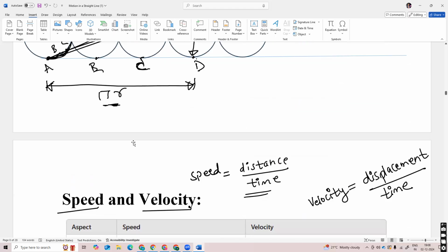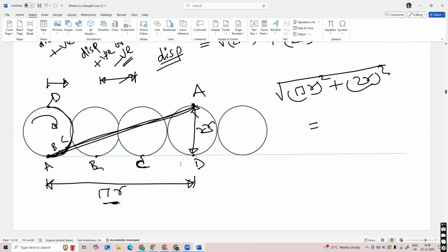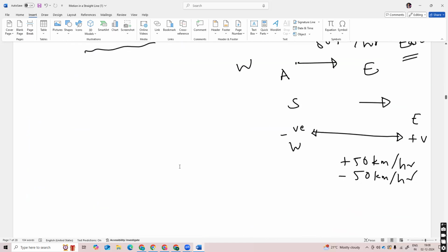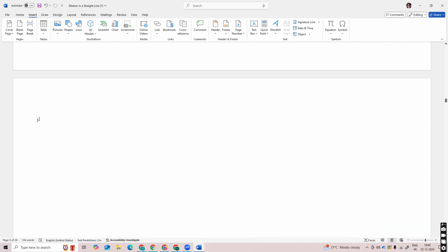Similarly, in case of distance, distance is always positive, whereas displacement can be positive or negative based on the direction or coordinate axis you define. So let's again consider some examples.